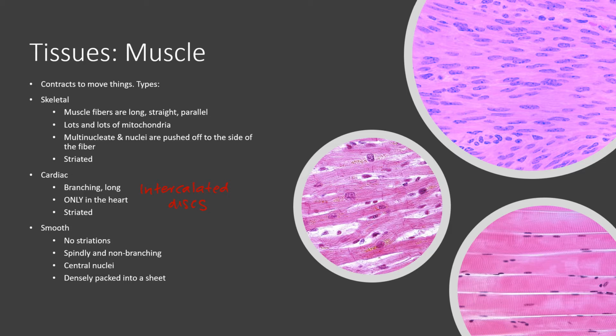Intercalated discs are really the junction between one cardiac cell and the next. So if you have one cardiac cell like this, you have edges that look like that. Here's one big fat, and they're usually round, nucleus, like that. The next cardiac muscle cell will join it right there at the intercalated disc.